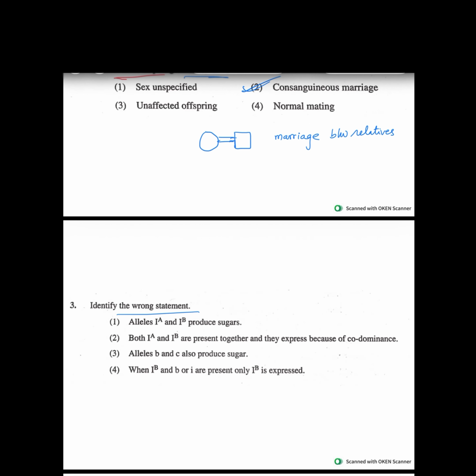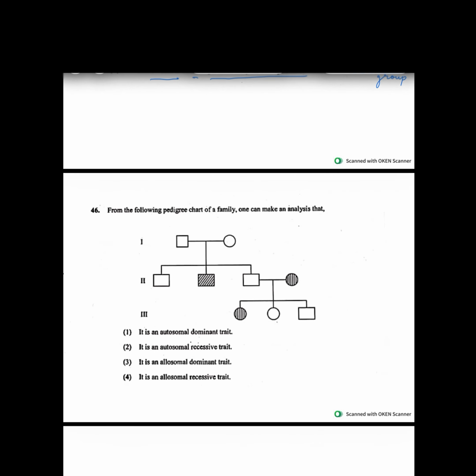Next one, identify the wrong statement. Alleles IA and IB produce sugars. Second one, IA, IB are present together, they express because of codominance. True. Alleles B and C also produce sugar. No, they are not present. Last one, present, only IB is expressed. So answer will be 3.